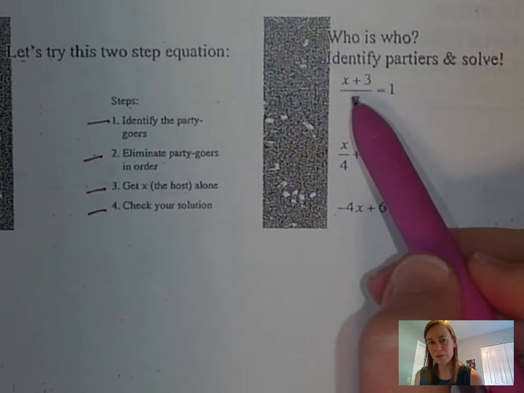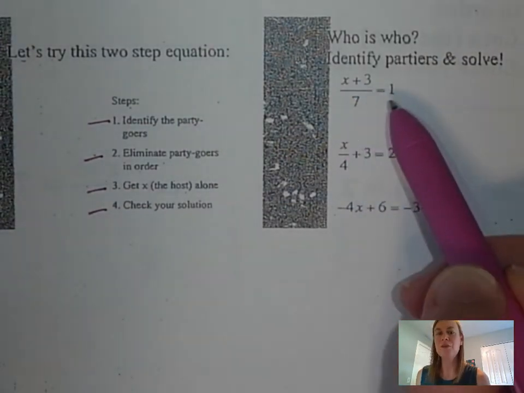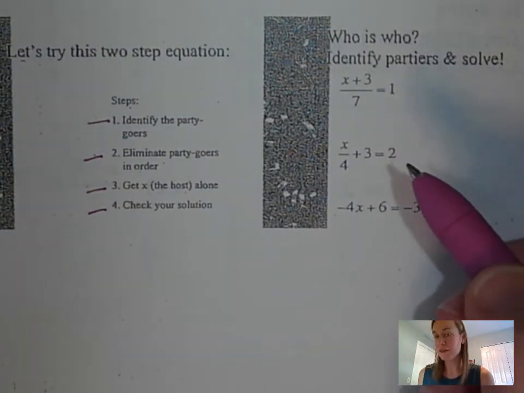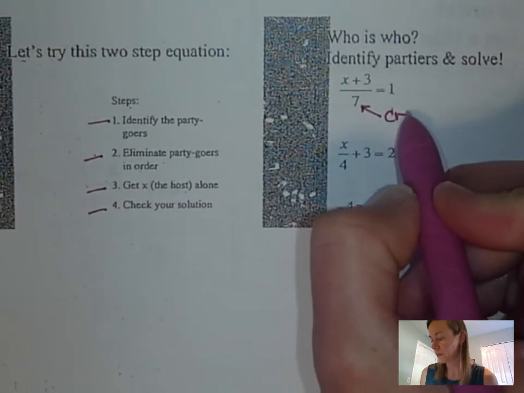Okay, let's look at this problem right here. x plus 3 over 7 equals 1. Let's identify our partygoers. First of all, is there anybody in the basement? Yep, got our creeper here.